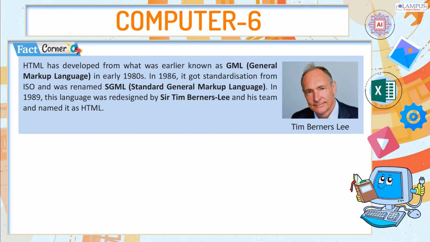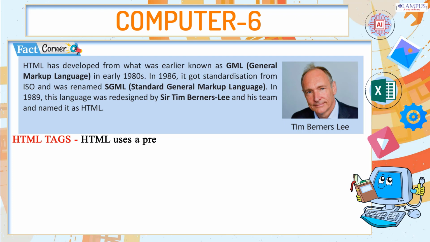Fact corner. HTML has developed from what was earlier known as GML, General Markup Language, in the early 1980s. In 1986, it got standardization from ISO and was renamed SGML, Standard General Markup Language. In 1989, this language was redesigned by Sir Tim Berners-Lee and his team and named HTML.